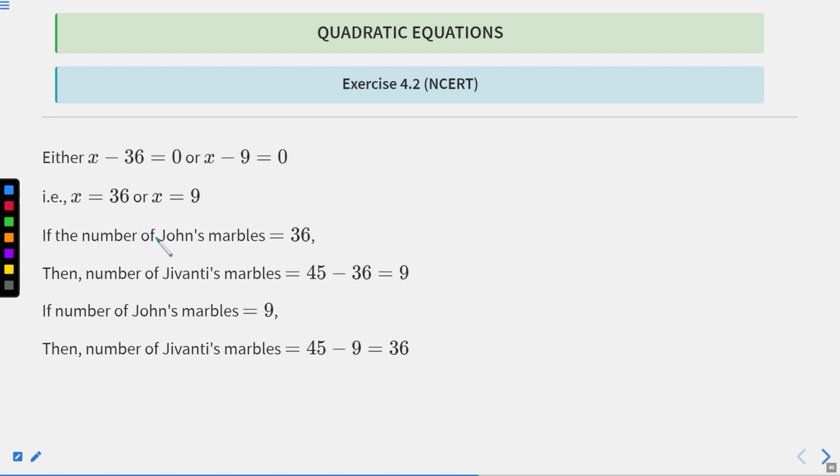So here we get two situations. If the number of John's marbles is 36, then the number of Jivanti's marbles is 45 minus 36, that is 9. And if the number of John's marbles is 9, then the number of Jivanti's marbles is 45 minus 9, that is 36. Now we will see the next question.